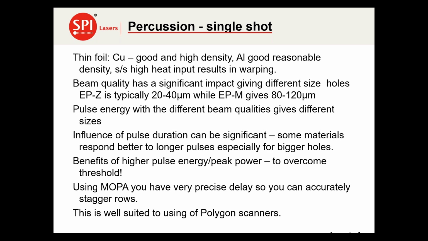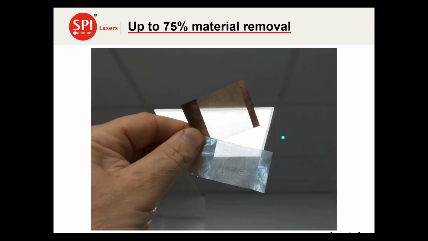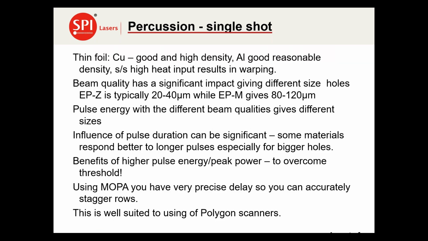One of the things we can achieve in this fast pulsing and moving is that the accuracy of the delays between pulses in the MOPA means that you can very accurately stagger the rows, which basically means that creating huge arrays of holes is actually very doable. This kind of application is actually very well suited to polygon scanners. It's probably one of the only applications in drilling.